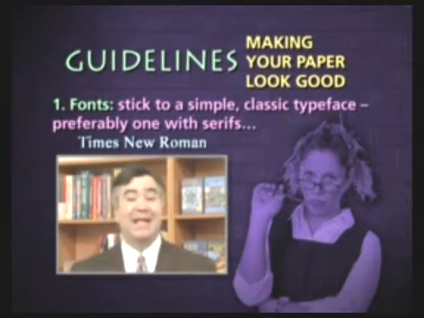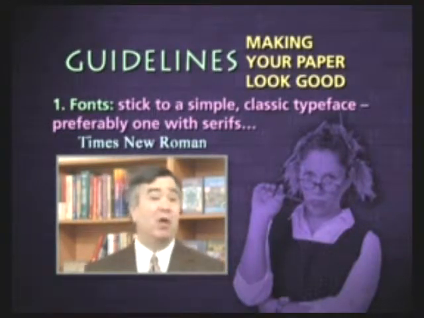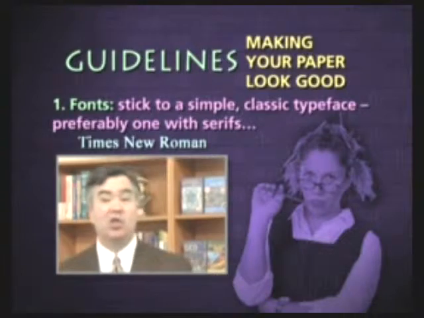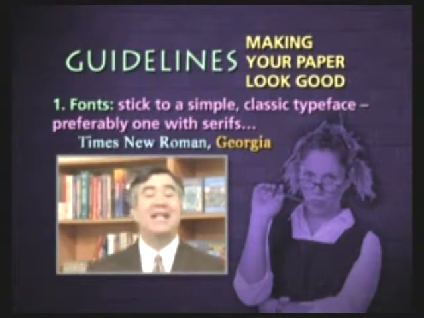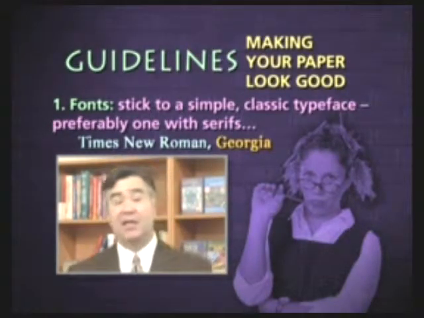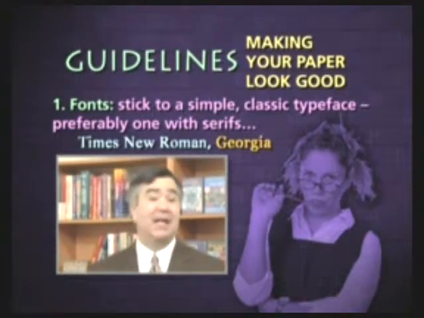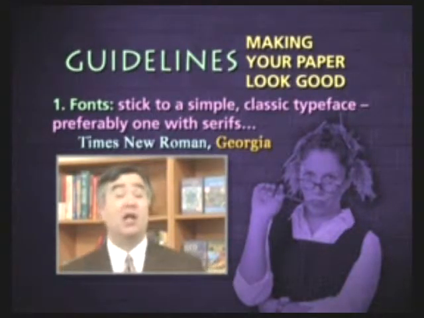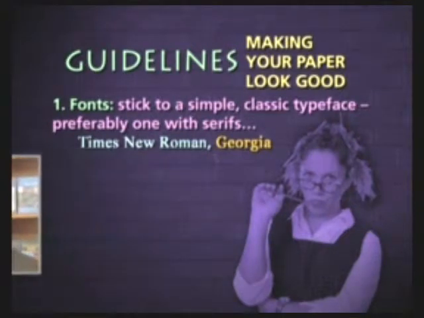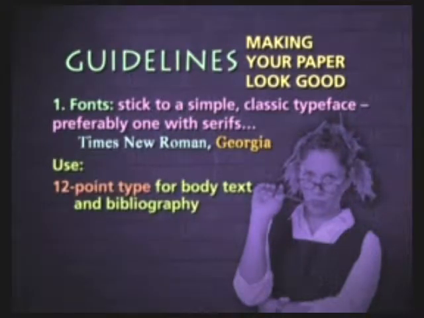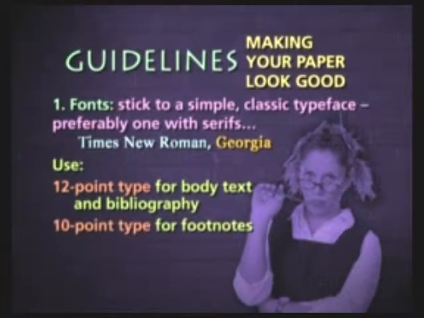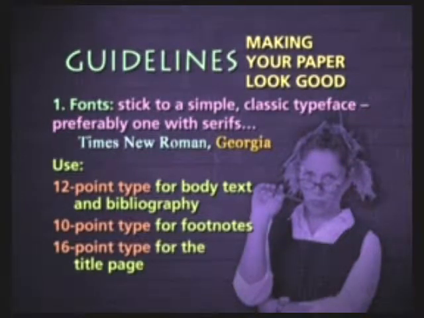Times New Roman is the default font for many word processing programs, and it's a good choice. Georgia is another serif face that's quite attractive, and some people prefer it to Times New Roman. Your study guide contains a list of more suggestions regarding research paper typefaces. We recommend using 12-point type for your body text and your bibliography, and 10-point type for your footnotes. You can use a larger font for the title of your paper. 16 points is a good choice.